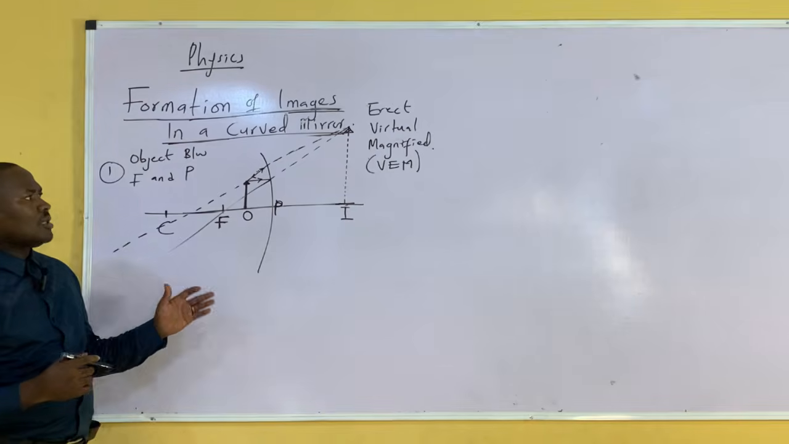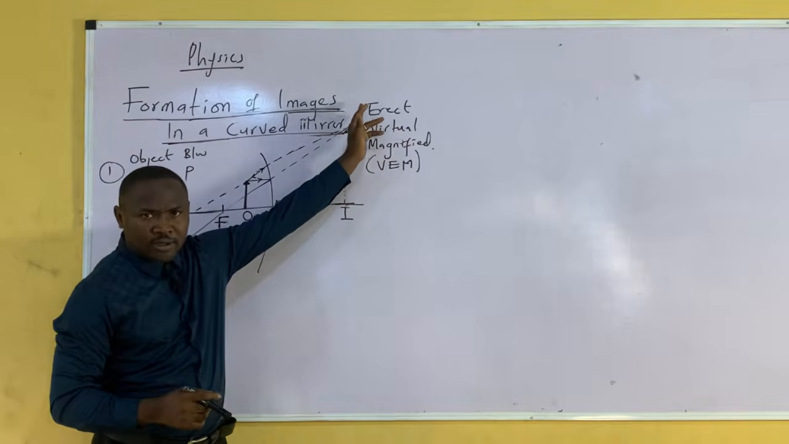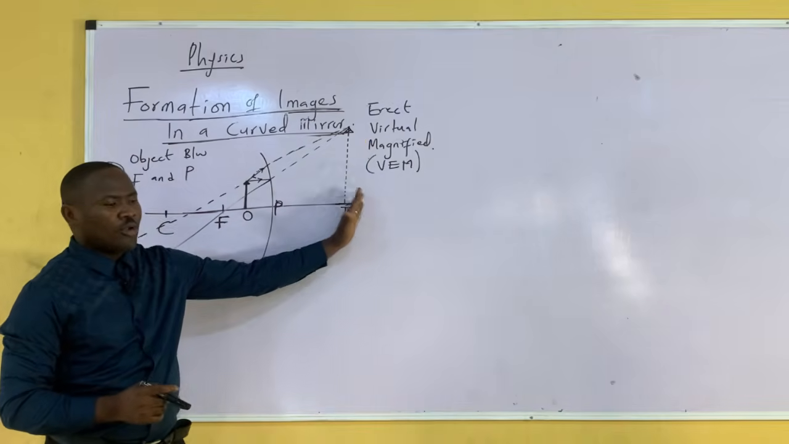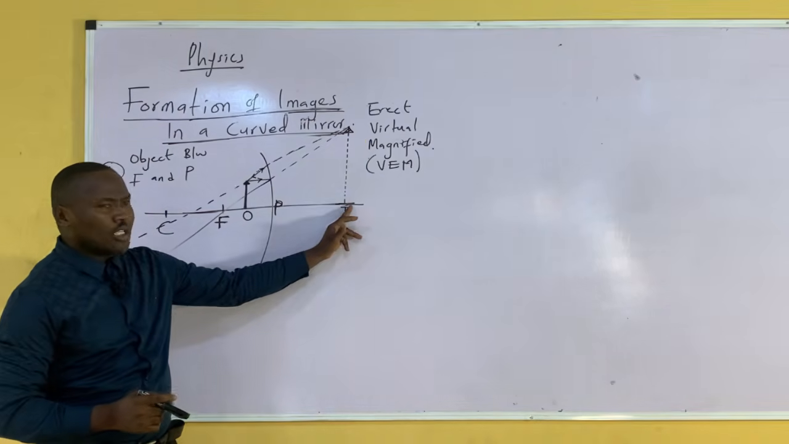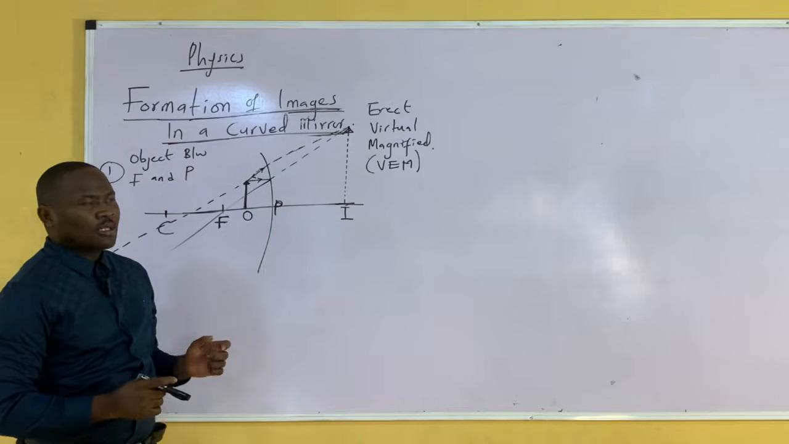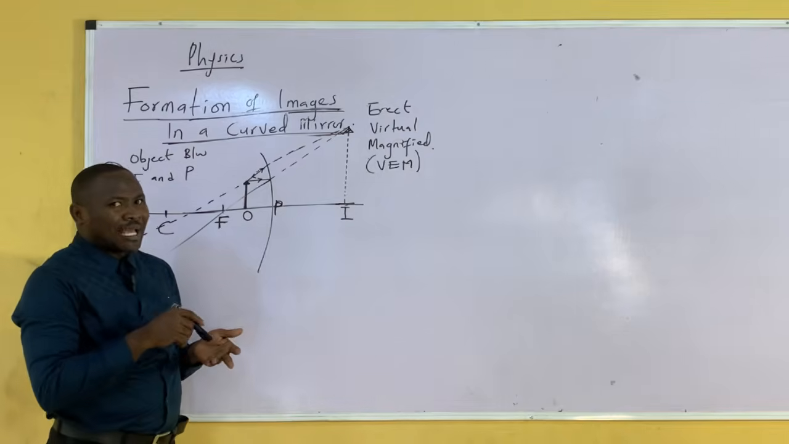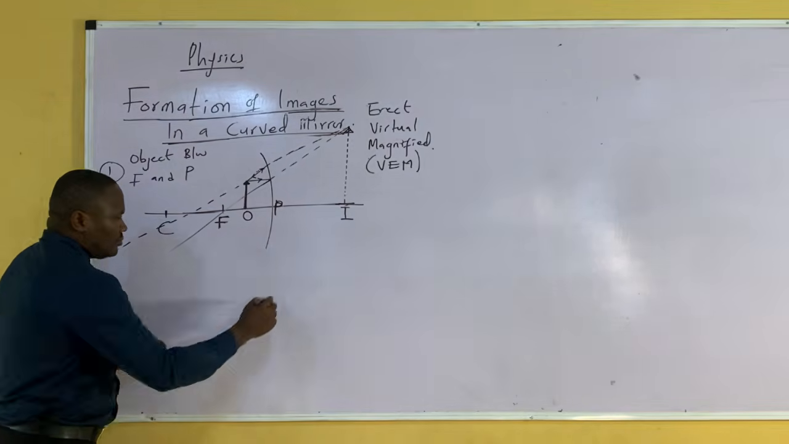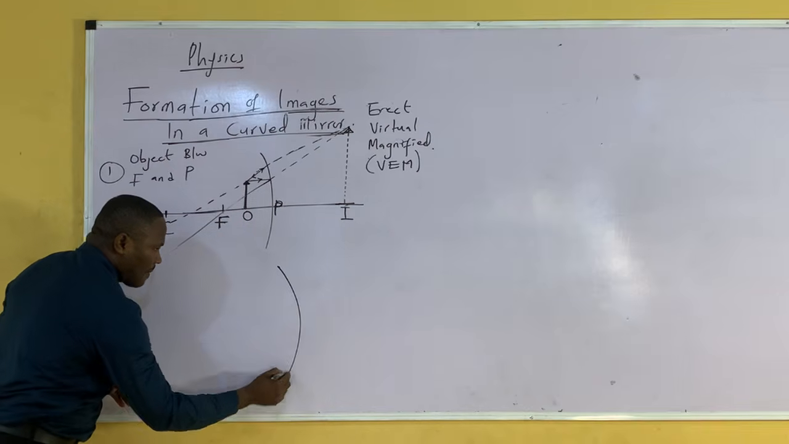Now, I want you to know that a virtual image is erect and a virtual image is behind the mirror. This image is behind the mirror. A virtual image is erect. A virtual image is behind the mirror. Let's see another example.